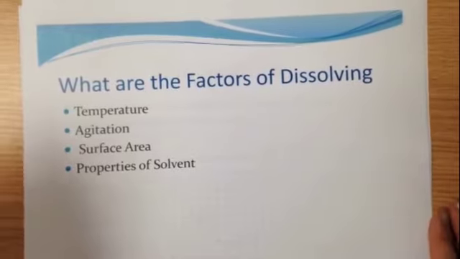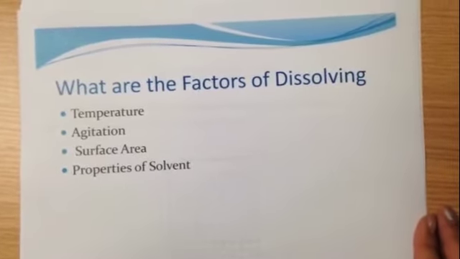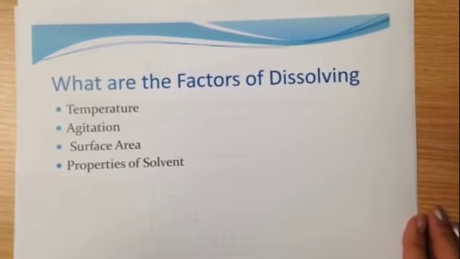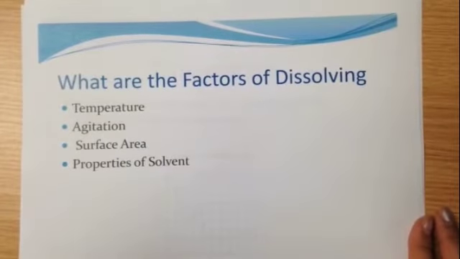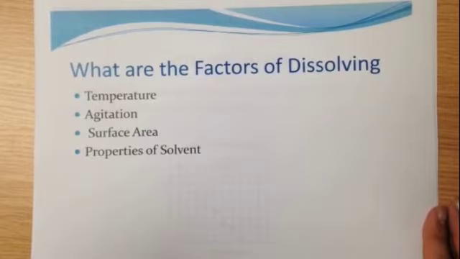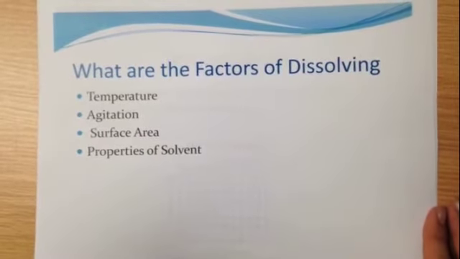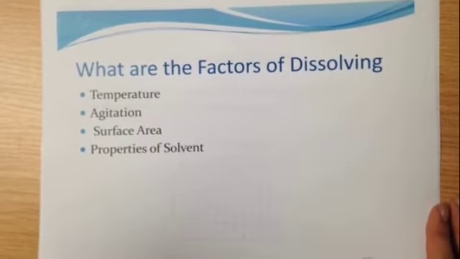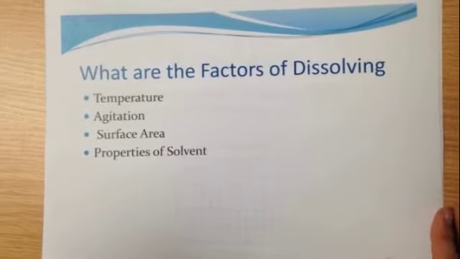What are the factors of dissolving? Solubility is determined by the intermolecular attractions between solvent and solute particles. The rate of dissolving, or how quickly a solute dissolves in a solvent, increases with four main factors: temperature, agitation, surface area, and the properties of a solvent.